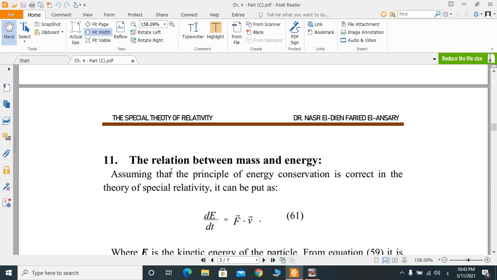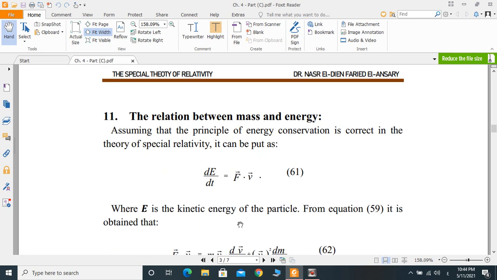Section 11, the relation between mass and energy. Assuming that the principle of energy conservation is correct in the theory of special relativity, this principle can be written in the form dE by dt equals F dot V, where E is the kinetic energy of the particle.